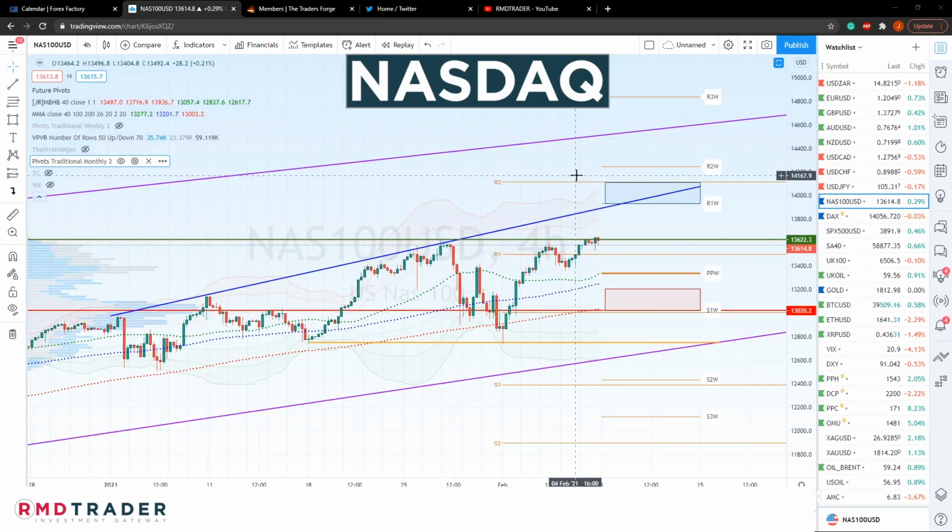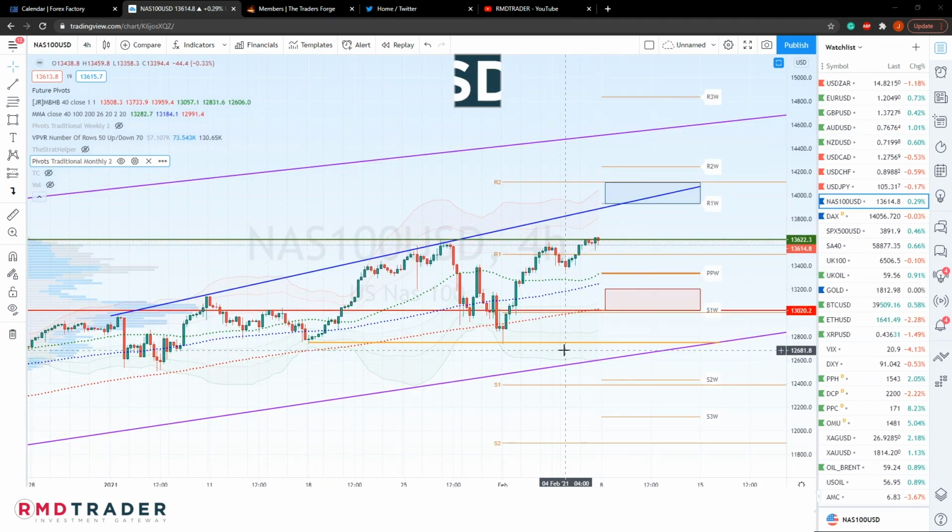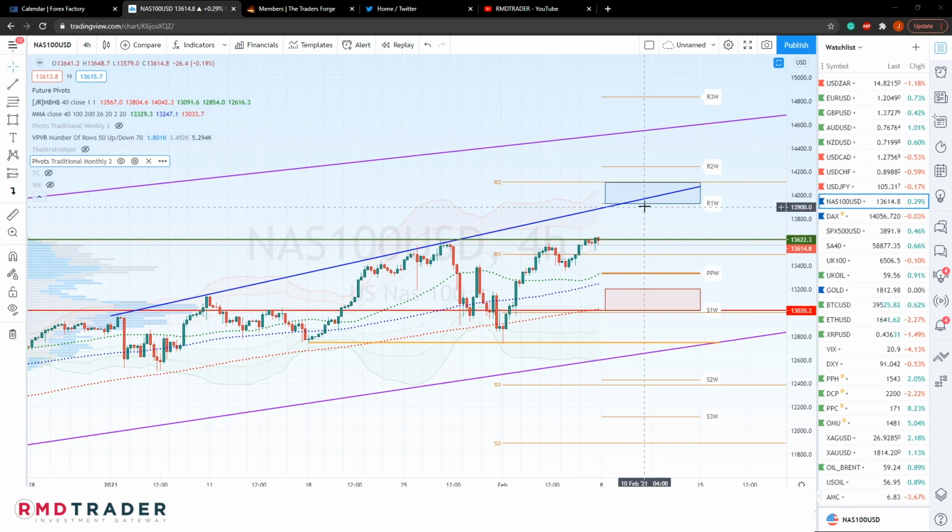Moving on now to the Nasdaq 100. The bullish trend has remained intact with price once again testing the all-time highs. If price continues to trade higher, we can expect price to retest the upper diagonal near the weekly R1 at 13,900 or perhaps our monthly R2 at 14,100.